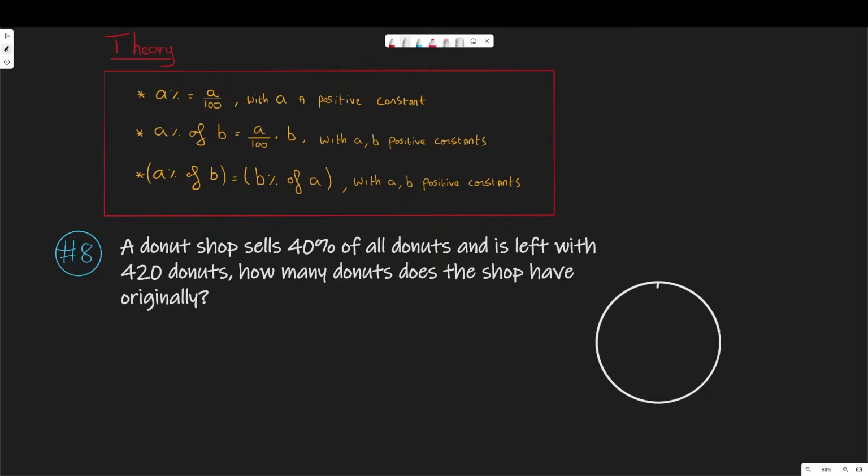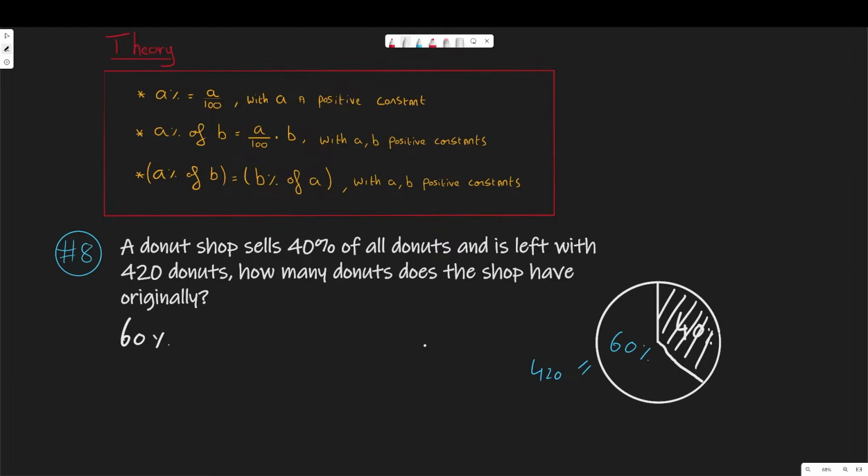So it's going to look something like this. So this right here is gone, and this right here is 40%. So the other side is 100 minus 40%, so 60% is still in the shop. And we're given that this 60% is equal to 420 donuts.